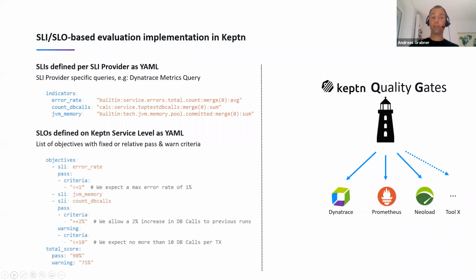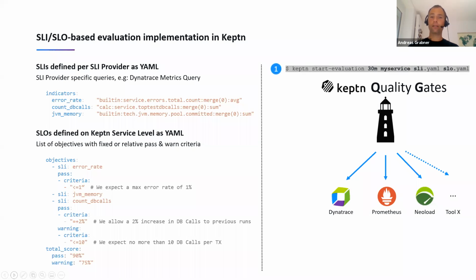Then you specify your SLOs. What are your objectives? You can define different thresholds for pass and warning criteria for every SLI. You can also specify different weights. You can also make one SLI a key criterion, and then you specify an overall score.